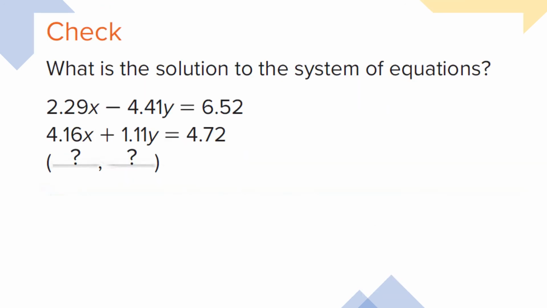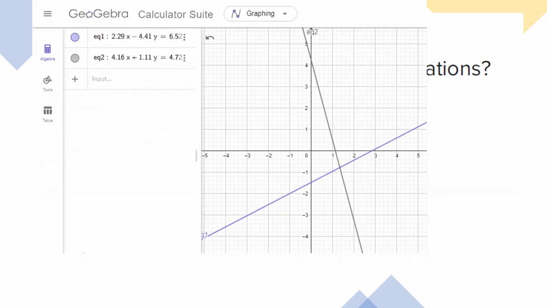Just to check your solution, you can do this quickly on GeoGebra or Desmos graphing calculator. And this is how the two equations would be plotted. When you do the graph of them, they will meet at one point and the solution would be 1.34 for the value of x and 0.78 for the value of y.